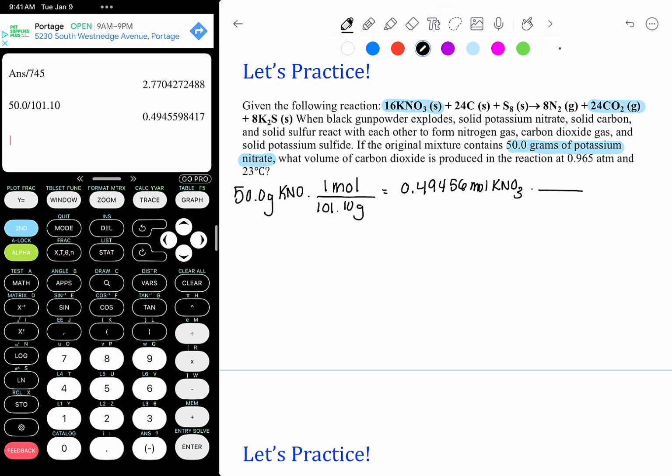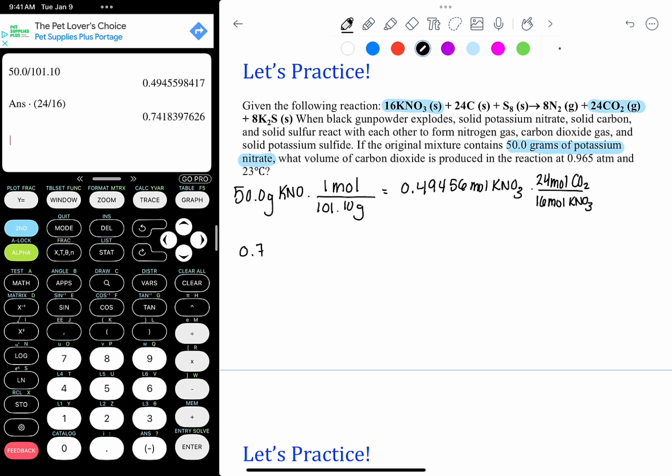Our next step says to convert from moles of solid to moles of gas, and our gas here is going to be CO2. So we can go 16 moles of KNO3 produces 24 moles of CO2. So we'll take that, we'll multiply it by that ratio of 24 divided by 16, and we get out 0.74184 moles of CO2.